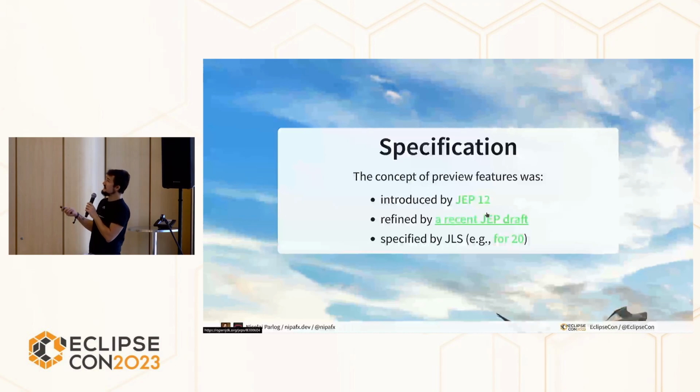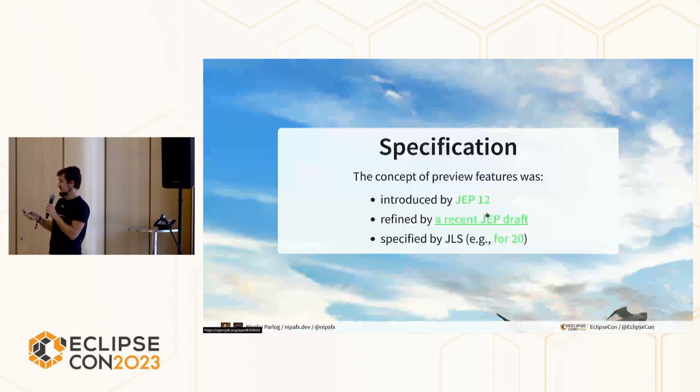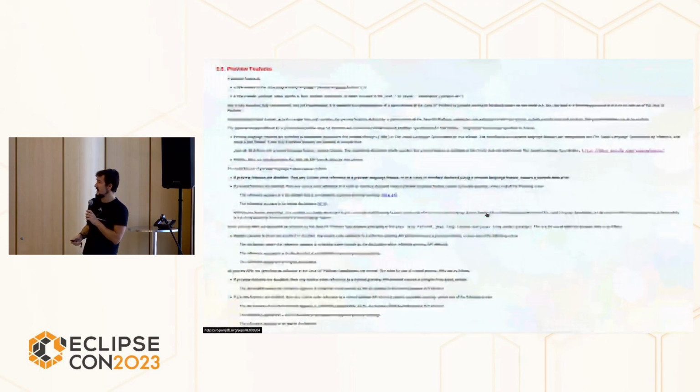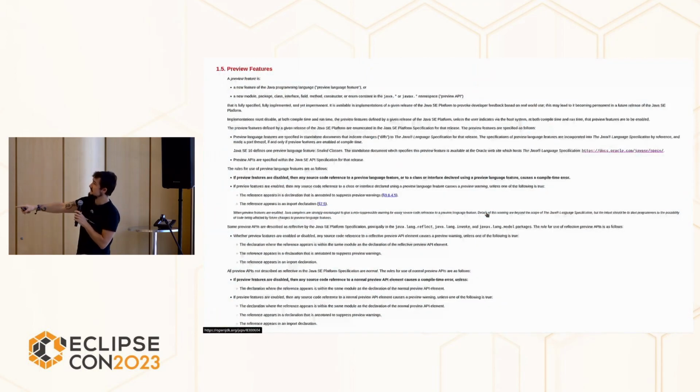And it was refined by a recent JEP draft, which, for reasons unknown to me, very annoyingly, did not finalize. But it's also specified in the Java Language Specification. So the JLS specifies what a preview feature is and how it behaves. This is part of that definition. And laid out here are the conditions a preview feature must fulfill. So just because it's preview does not mean it's random. It follows basically the same set of pretty strict rules.